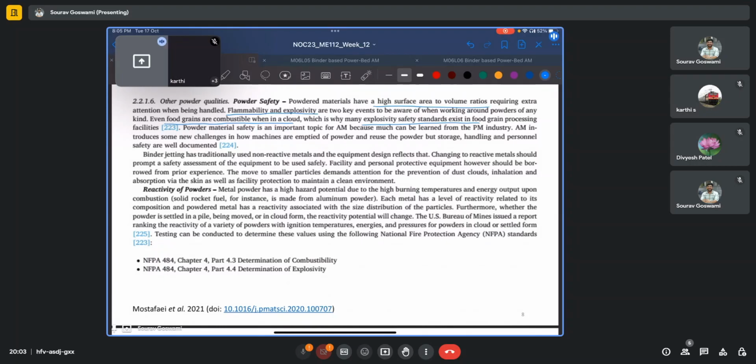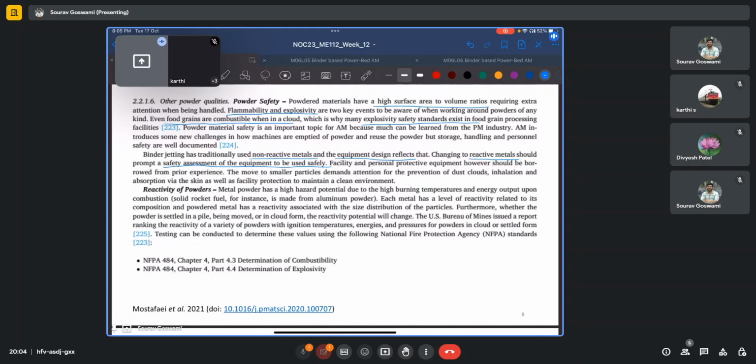Now, while binder jetting has traditionally used non-reactive metals and the equipment design reflects it, there can also be a shift to more reactive metals such as aluminum and titanium, which by the way are explosive in powder form. And whenever we are shifting to more reactive metals, we should have a safety assessment of the equipment, because primarily they are designed or tuned to work with non-reactive materials.